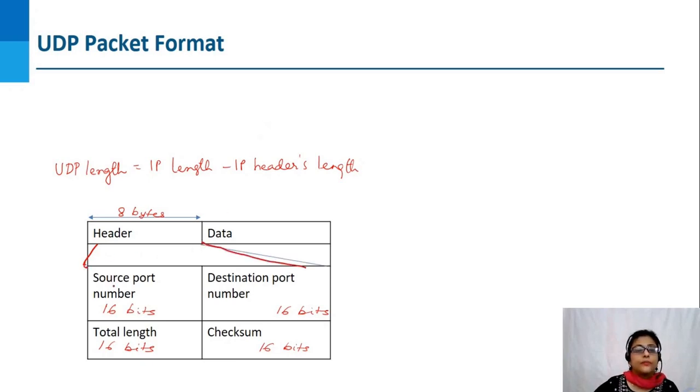It consists of the source port number, which is of 16 bits. The destination port number is also of 16 bits. Since these are of 16 bits, we can have ports from 0 through 65,535. The total length is of 16 bits. It consists of the header plus the data part, and the checksum is also of 16 bits. It's mainly used for error checking.